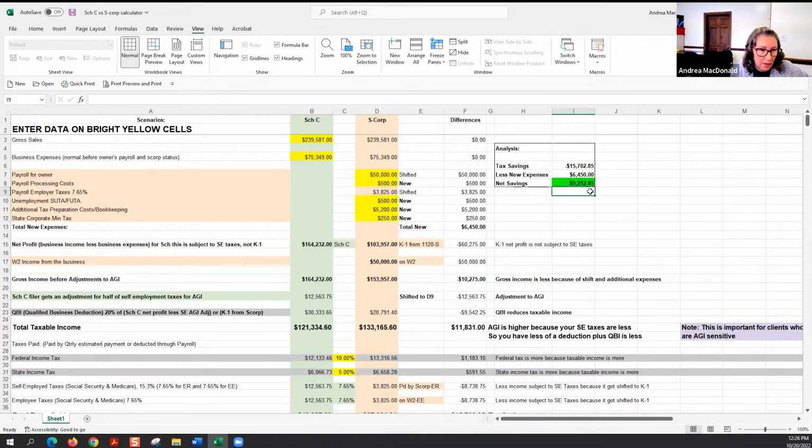I mean, if they're paying you $2,500 for a tax plan and their net savings after additional expenses is $9,252, that's still a 400% return on their investment.